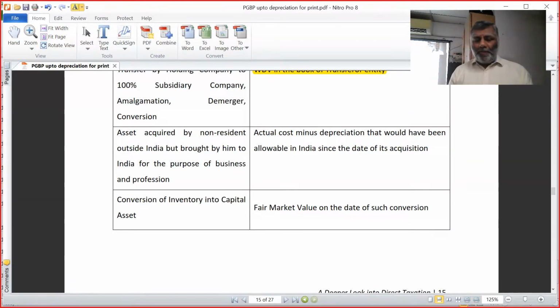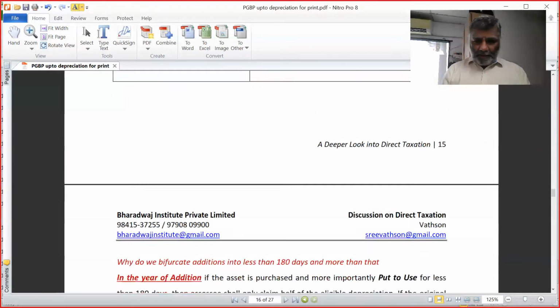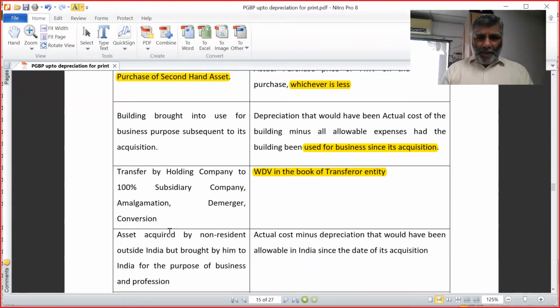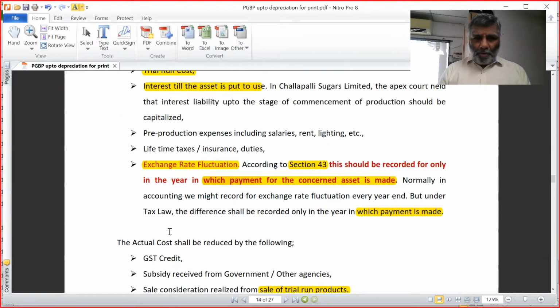Am I clear to you? Okay, about amalgamation we'll soon come and see. So back to the table, back to the format.